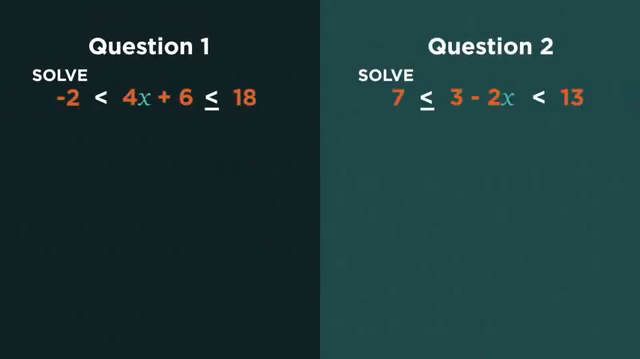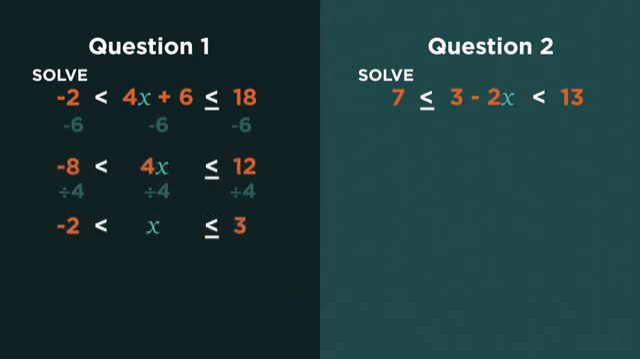Here are 2 for you to do. Just be careful with the second one though, because you're going to have a negative x, which means you're going to have to flip the direction of the inequalities. Pause the video, solve the questions, and click play when you're ready. How did you get on?